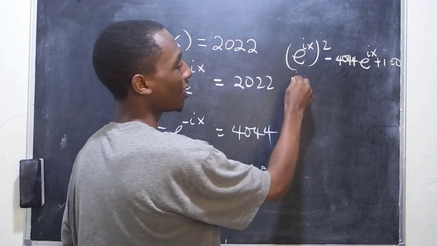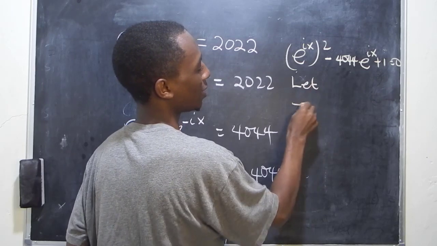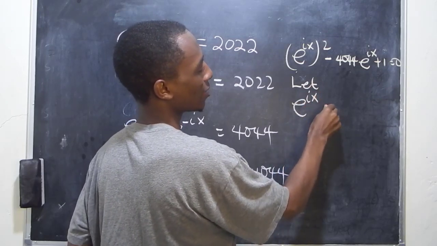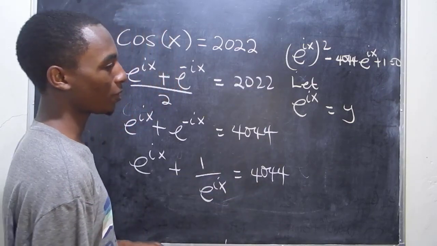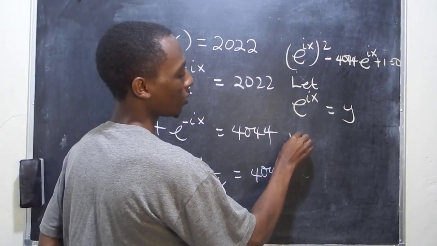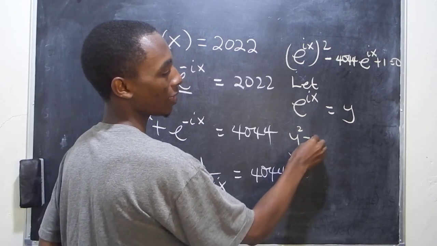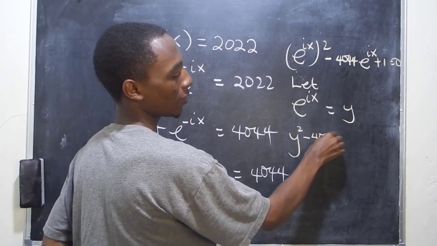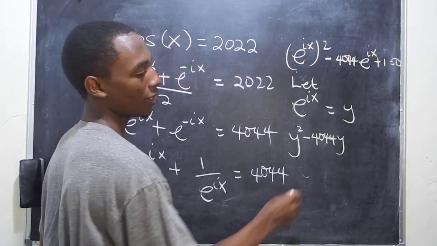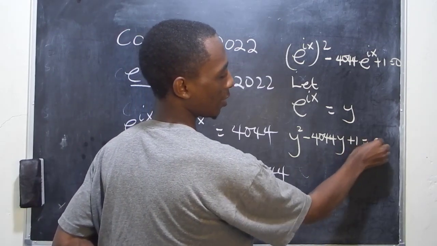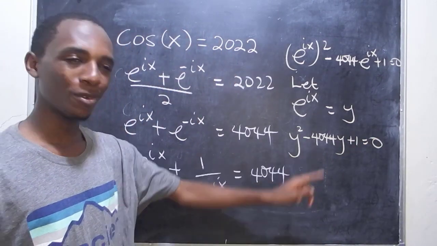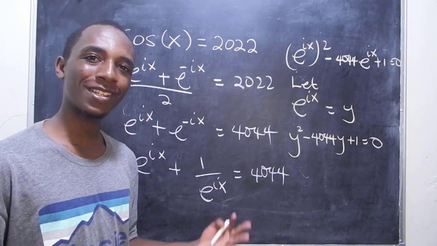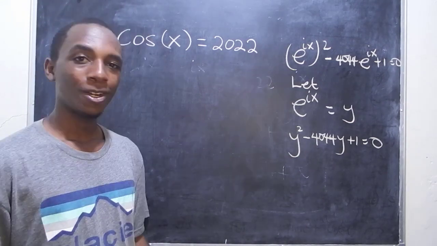As a matter of fact, I'll just let e to the power ix be equal to y, and so if I just substitute here with y, that's going to be y squared minus 4044y plus 1 equals 0. Okay, so let me just clear this, and then we'll proceed and solve this equation and see what answer we get.